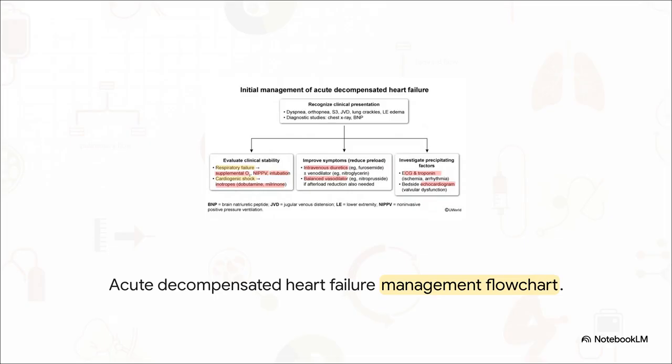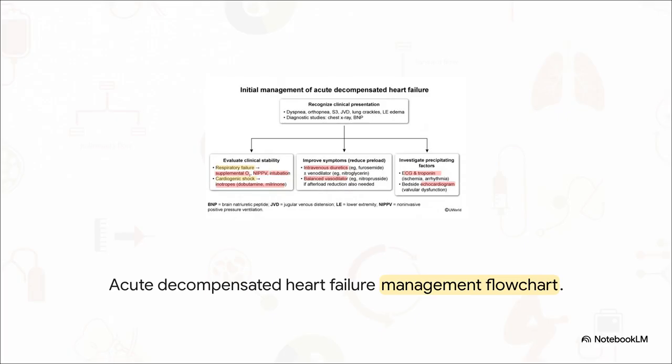When a patient crashes, this stability algorithm is your lifeline. Follow the logic flow here. You've got to evaluate clinical stability first. If they're in respiratory failure, they get supplemental oxygen, non-invasive positive pressure ventilation, or they get intubated. If they're in cardiogenic shock, meaning severe hypotension, and their organs aren't getting perfused, you reach for inotropes like dobutamine or milrinone. Do not give standard vasodilators to a patient in shock.